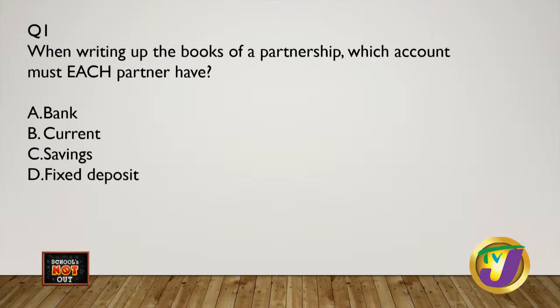All right? And I would probably eliminate the bank account because I don't think it would be compulsory for them to have a bank account. So here I'm left with 2, current account and savings account, which basically have similarities. So the best answer and the correct answer would be current account.